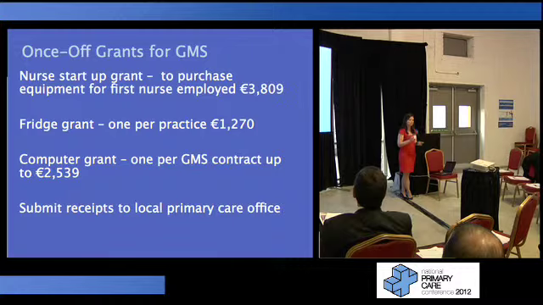But to the best of my knowledge, it's still available in most parts of the country. So check with your local health office because these things should be standard nationwide, but certainly in Wicklow it's still available. The fridge grant, again, originally comes from the child immunisations contract, and a fridge can be bought by your practice for a value of up to €1,270, and you just provide a receipt for the fridge to the local health office and they reimburse you.